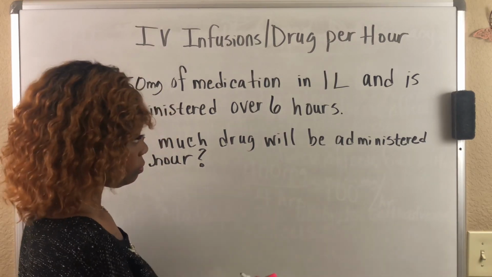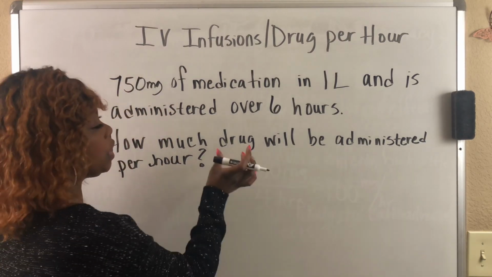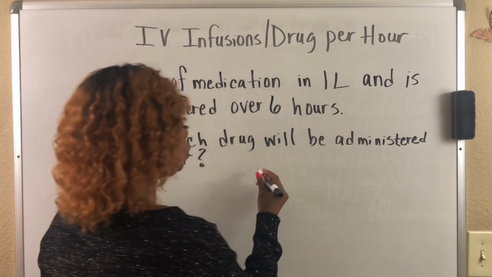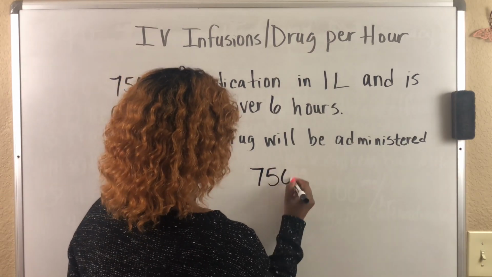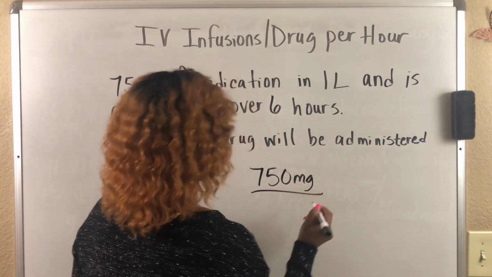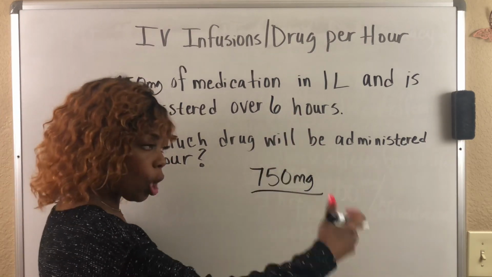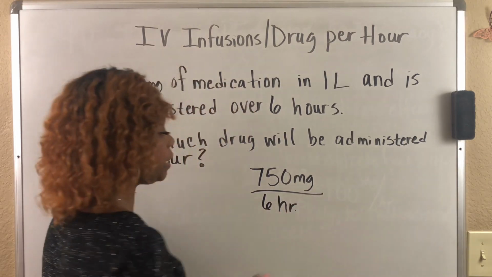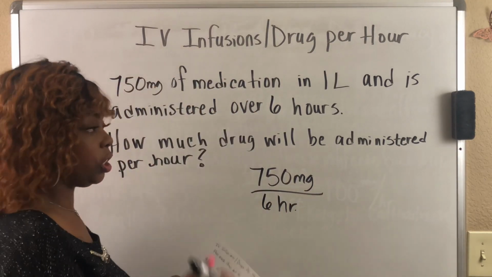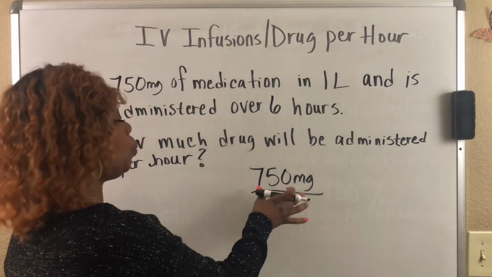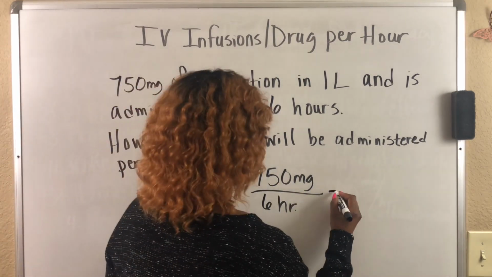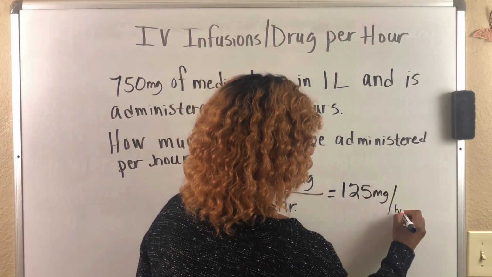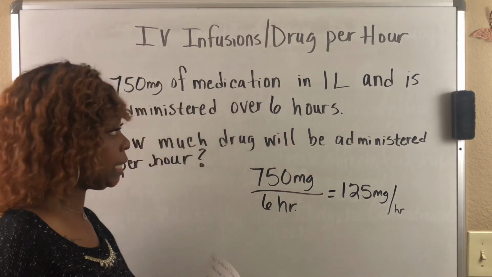We're going to set this up the same way because we need our drugs over hours. So we have 750 milligrams of a medication over 6 hours. That's how long it's going to be infusing. I'm just going to put 6 hours. I've already done my division here, so I wouldn't have to hold on to my calculator. If you divide that, that is going to be 125 milligrams per hour. Easy work.